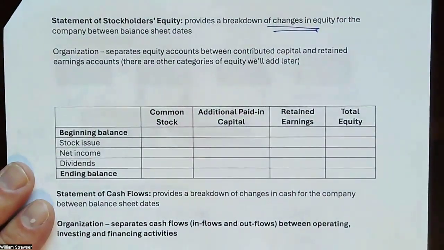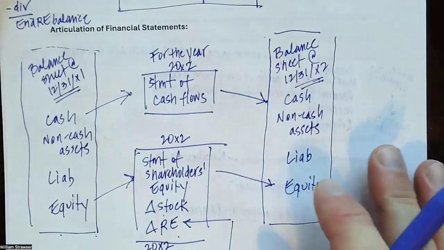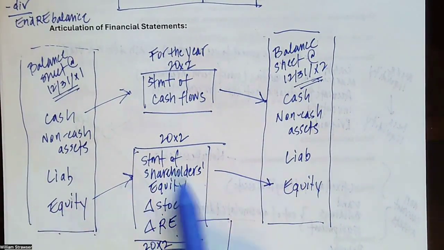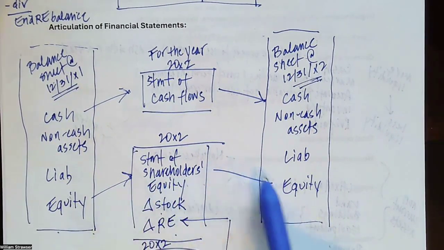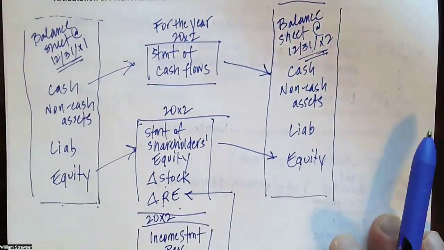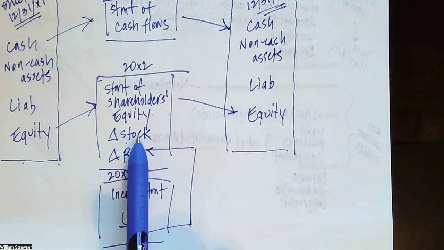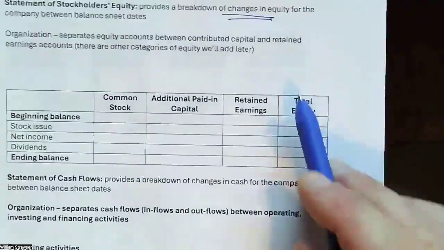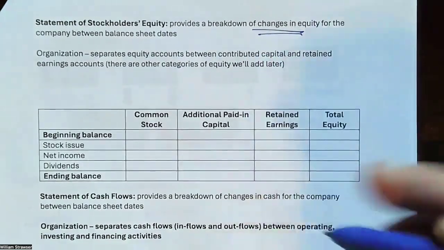Remember, again, how everything's related. It helps frame and remember the particulars about each. The balance sheet tells me where I started and where I finished. The statement of stockholders' equity tells me how all of my equity accounts change from the first of the year to the end of the year. Now, this is important information for stockholders. They want to know, did the company issue more stock? What kind of profit did the company bring in through retained earnings? So it separates the equity accounts between contributed capital accounts and retained earnings accounts.